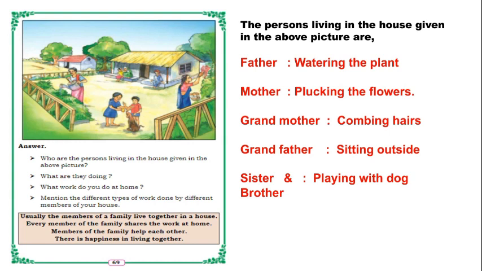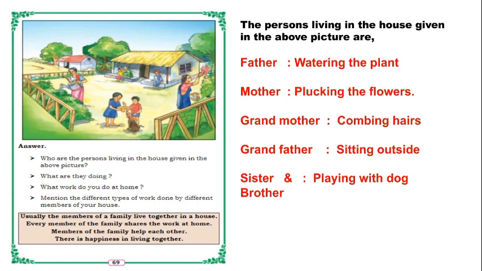Yes. What work do you do at home? And like this, what will you do at your home, children? Yes. So you will also do different types of work. So mention the different types of work done by different members of your house. You can also discuss, children, the different types of work done by different members of your house. Usually the members of a family live together in a house, and every member of the family shares the work at home.